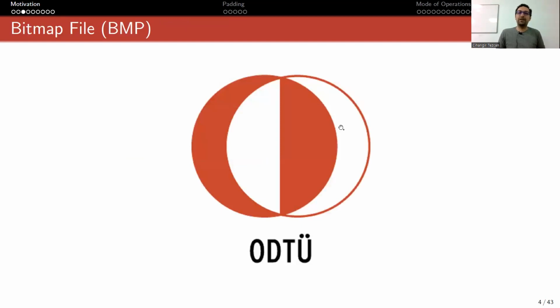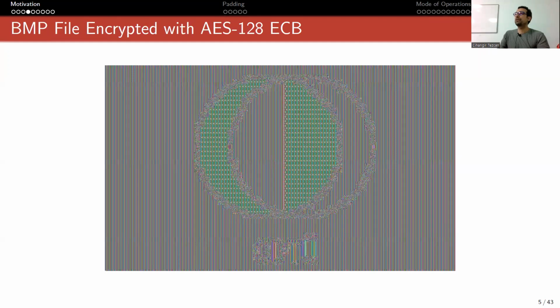So let's look at a BMP file, okay? So this is the logo of our university. So think about it as a rectangle here, okay? So here we have many white pixels. So actually, if a pixel is represented with 32 bits, 4 consecutive pixels actually turn into a 128-bit block. So every 4 pixels next to each other are actually identical. So if you use AES here and encrypt this image, this is what you get.